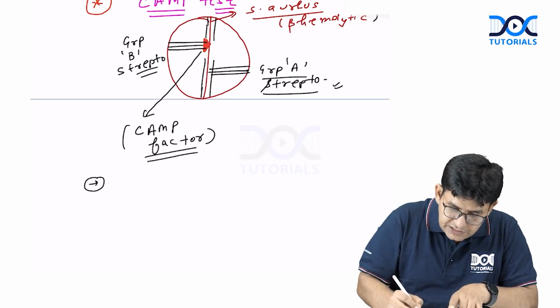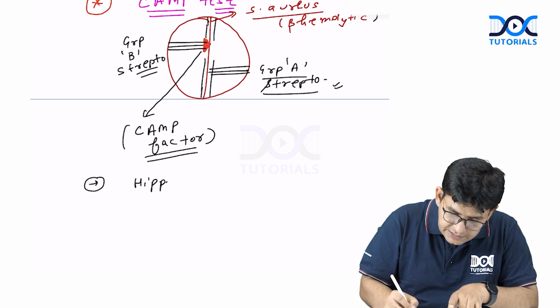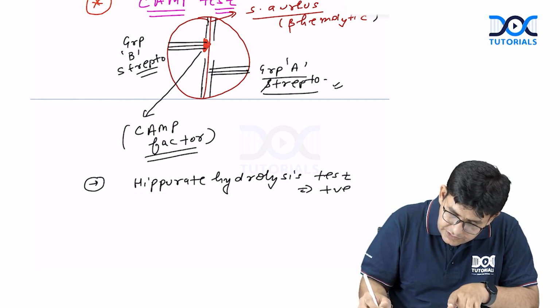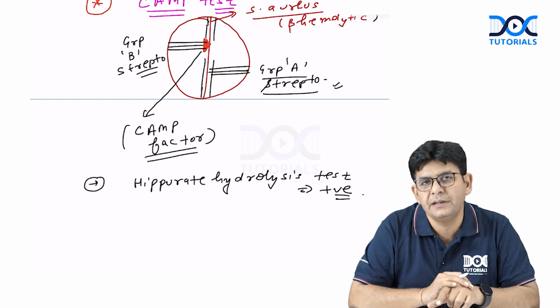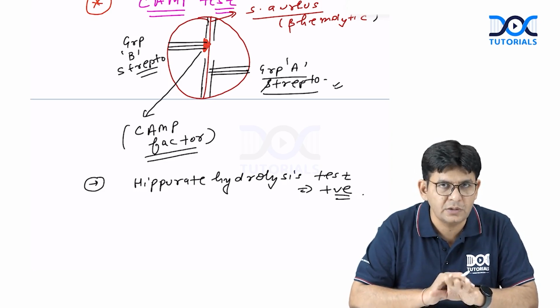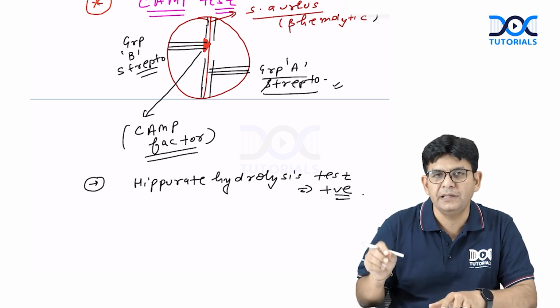And another one which is there, that is termed as the hippurate hydrolysis test, that is also positive. In this particular one, it hydrolyzes this particular amino acid, hippurate. So hippurate hydrolysis test is also positive in the case of group B strepto.